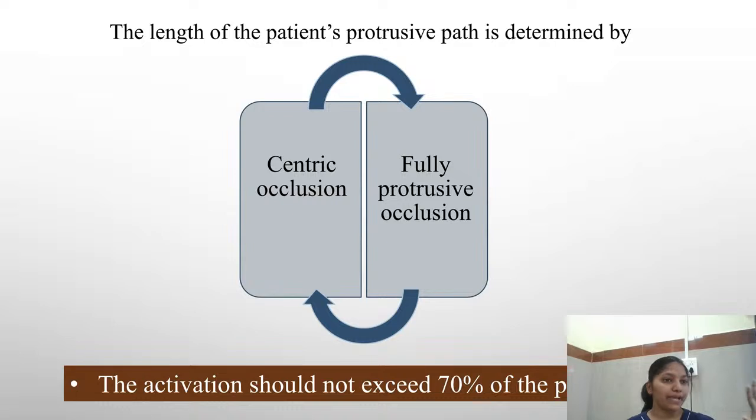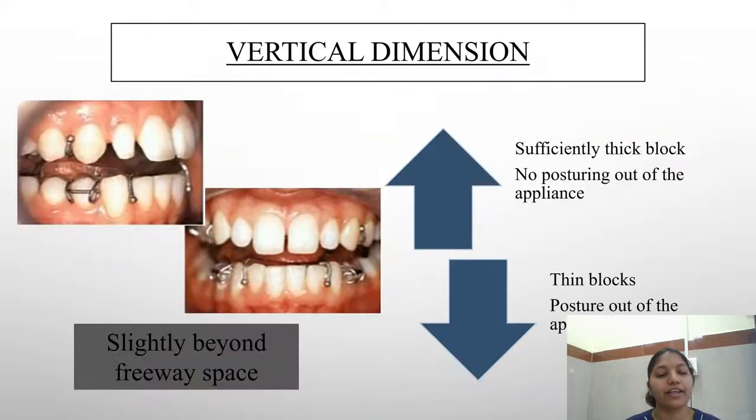The length of the patient's protrusive path is determined by the centric occlusion and the fully protrusive occlusion, and activation should not exceed 70 degree of the protrusive path. If we consider vertical dimension, it should be either slightly beyond or within the limit of the freeway space. The block should be sufficiently thick so that no posturing out of the appliance will occur.